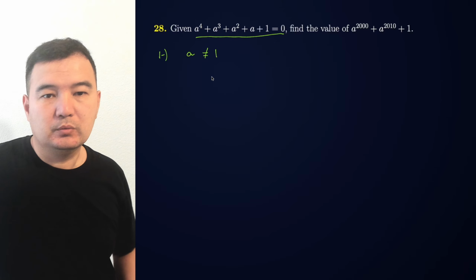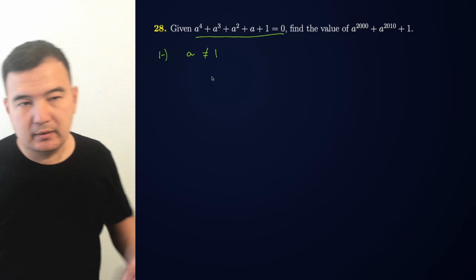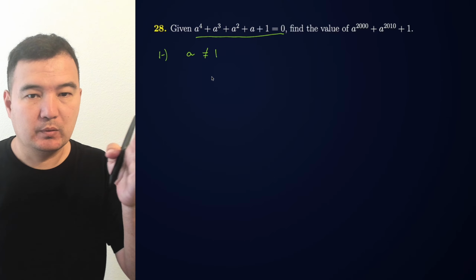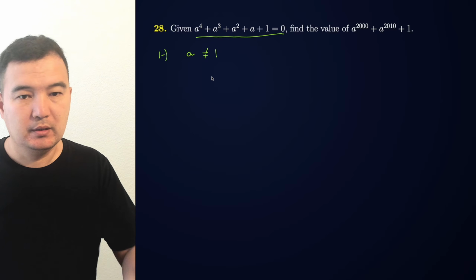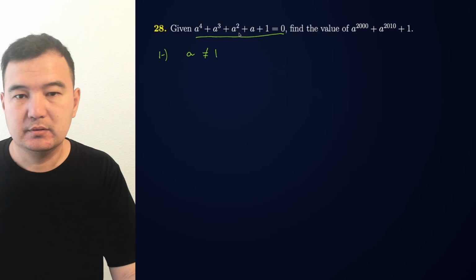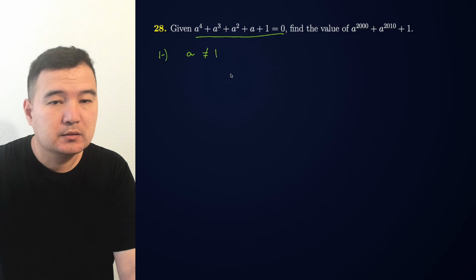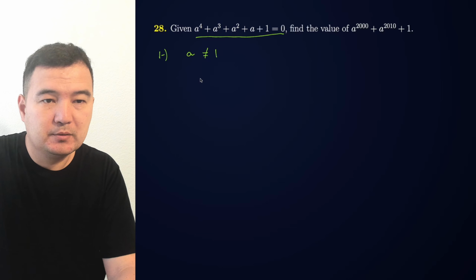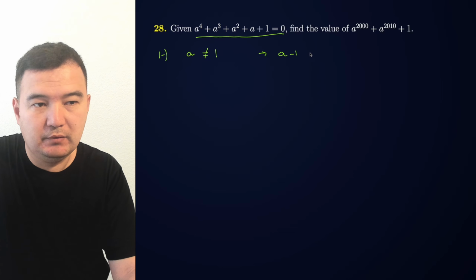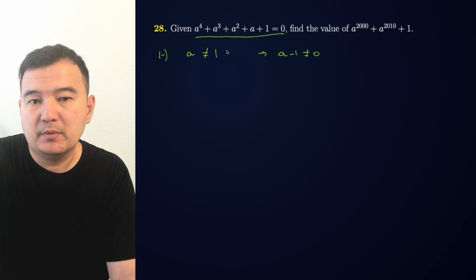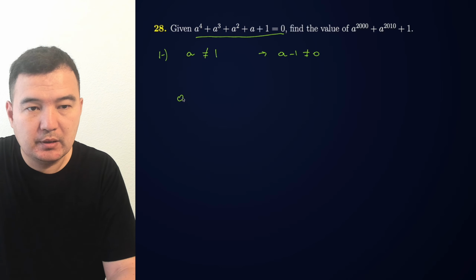The first question you should be asking yourself is, is a equal to 1? It cannot be equal to 1, right? If you plug in 1, it's 1 plus 1 plus 1 plus 1 plus 1, so this expression becomes 5. So a is not 1, which means a minus 1 is not equal to 0. I'll just multiply both sides of the expression by a minus 1.